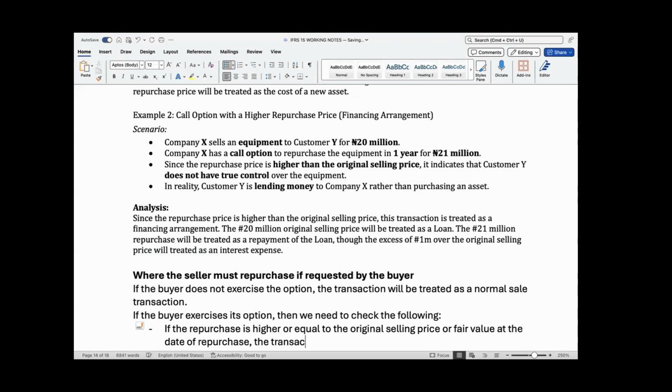In this case, the transaction, no, I can't use equal. If the repurchase price is higher than the original selling price, then the transaction is treated as a financing arrangement. So you should be used to this. That means everything is the same.